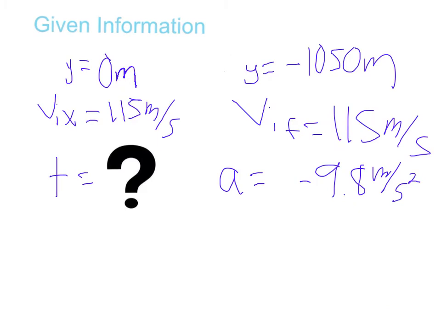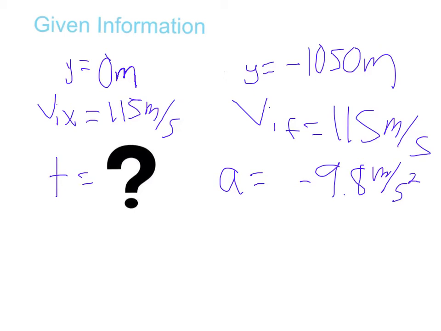So the next step in solving this problem is looking at our given information and writing it down. We start off with y at 0 meters because it hasn't been dropped yet, and then at the end it's at negative 1,050 meters, and it's negative because it's falling down. Now it isn't meters per second because that isn't a velocity, that's just the distance. We're going to calculate the velocity later, but now we're just writing down what we know.